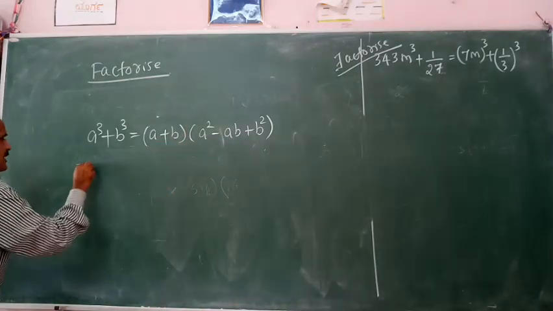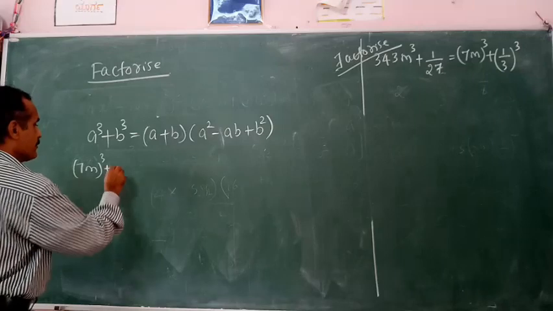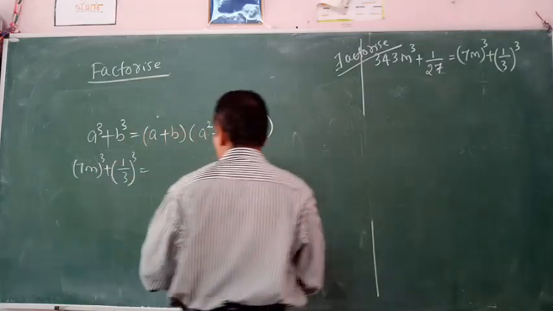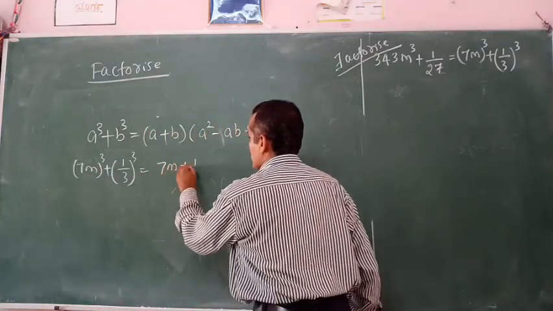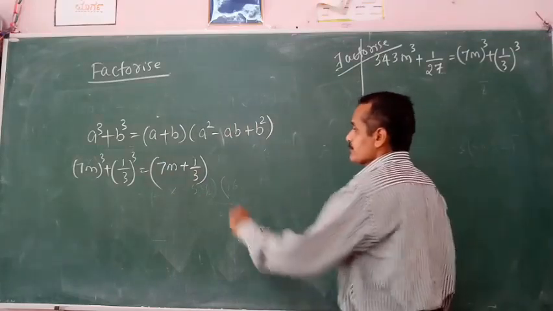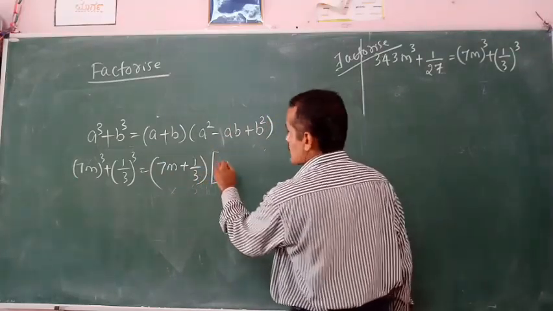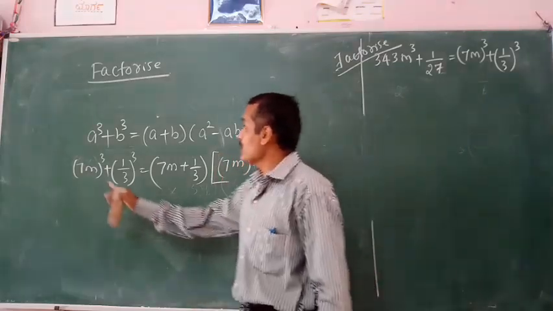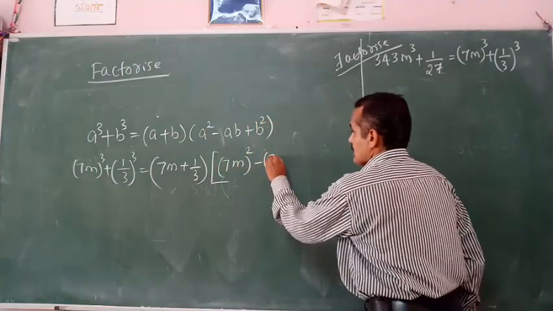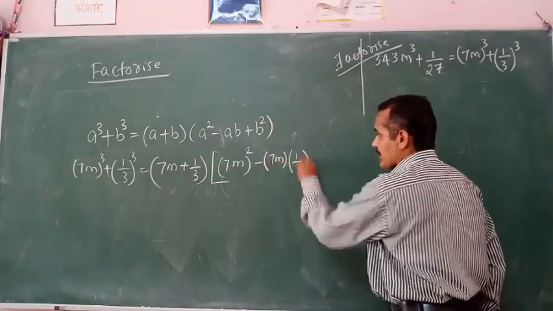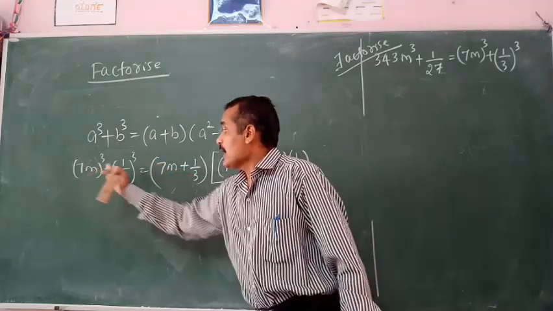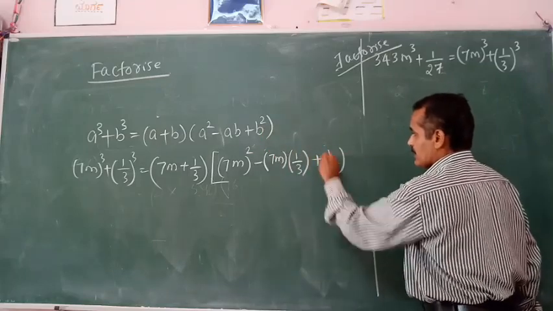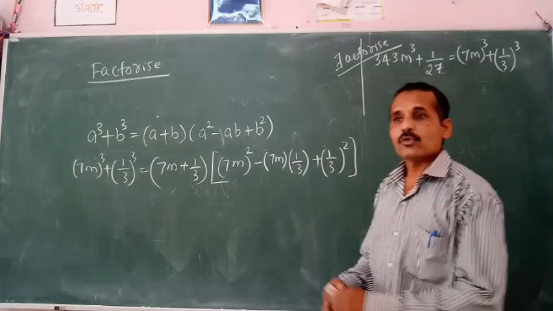Come on. 7m the whole cube plus 1 by 3 the whole cube is equal to a plus b, 7m plus 1 by 3, into a square, 7m the whole square, minus a into b, 7m into 1 by 3, I know a, I know b, plus b square, 1 by 3 the whole square.